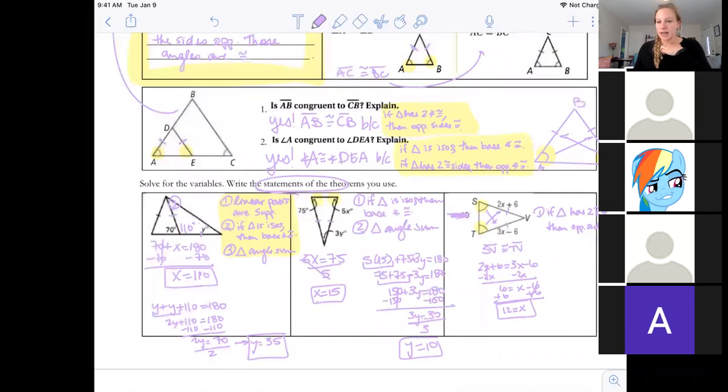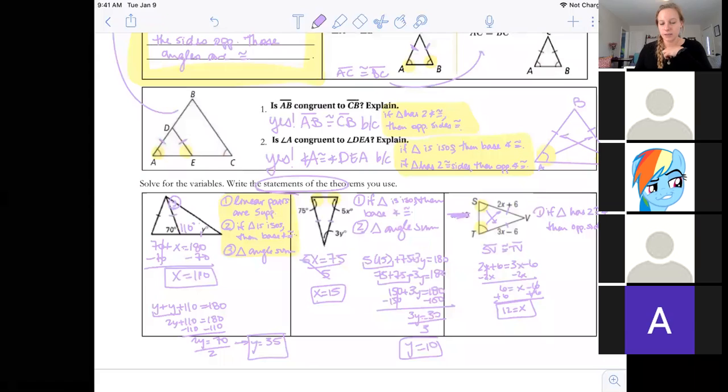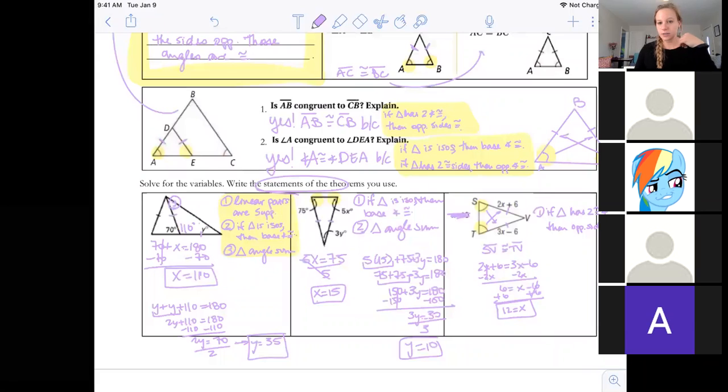Whew, okay, we did the first side. Any questions? Comments? Concerns? Thoughts? Feedback? Okay, now I'm just being silly.